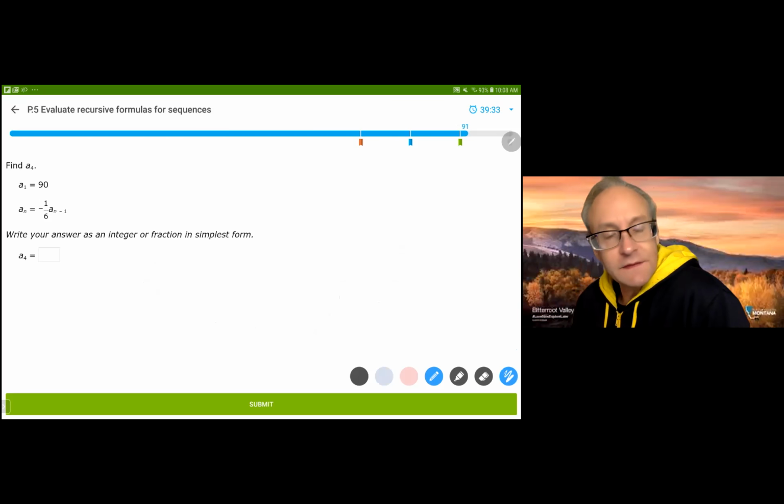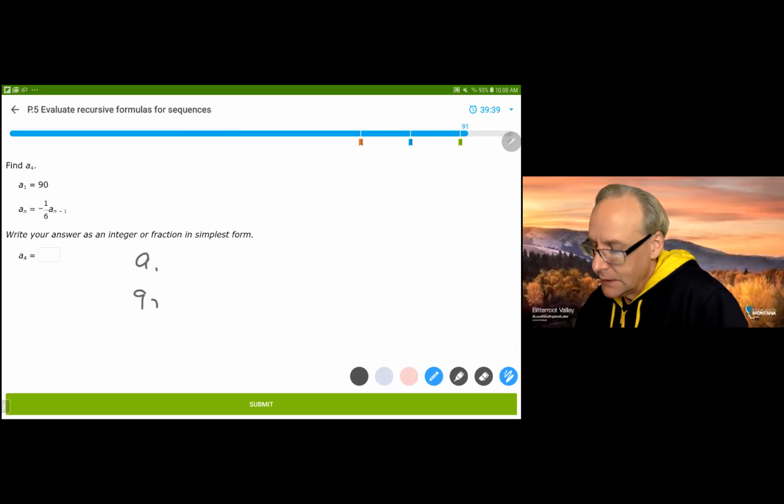Okay, 90, and this time we're multiplying by negative 1/6. It's very similar. So we have A1 is 90. We're going to multiply A2 by negative 1/6, and I'm going to go ahead and put it down here so you can see it, so you don't get confused. 6 does go into 90 15 times, doesn't it? And that's going to be negative 15.